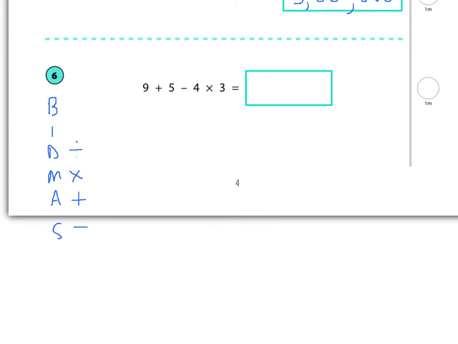So when I take a look at this calculation, what I see is I've got a multiplication part to it. So this is the part that is calculated first. So I would do 9 add 5 minus 12. Now, at this point, we have a plus and a minus in the calculation. So what we can do here is do the addition first. 9 and 5 is 14. And finally take away 12, giving me a grand total of 2.